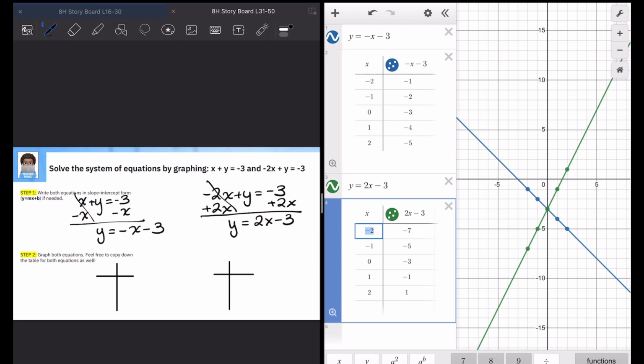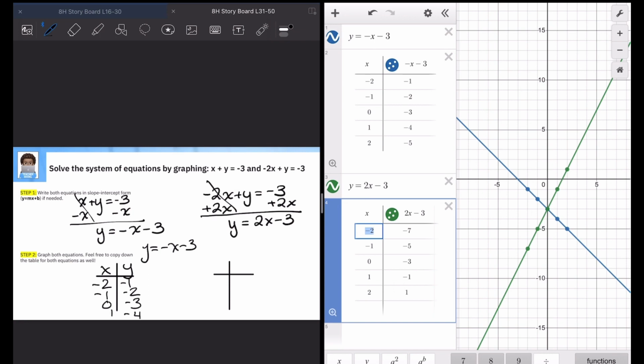And what I make sure I'm doing is I'm writing the equation on top for both. So y equals -x minus 3. Here's x, y. And I'm just taking some points: -2, 1; -1, -2; 0, -3; and 1, -4.